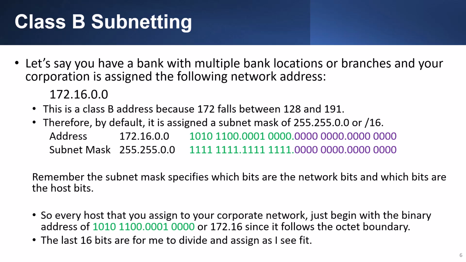So you can see the address and subnet mask in their binary equivalent. Remember, the subnet mask specifies which bits are the network bits and which bits are the host bits. As you can see, by default, the first 2 octets, 172.16, define the network portion of the address. Every host that you assign to your corporate network begins with the binary address of 1010.1100.0001.0000, or 172.16, since it follows the octet boundary. The last 16 bits are for me to divide and assign as I see fit.